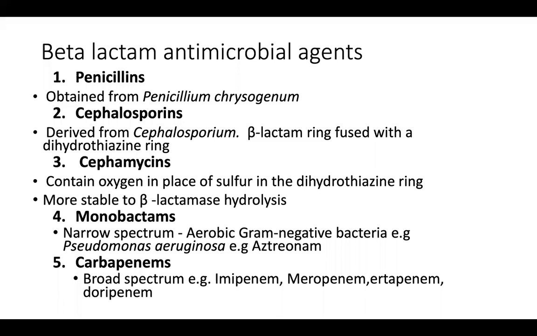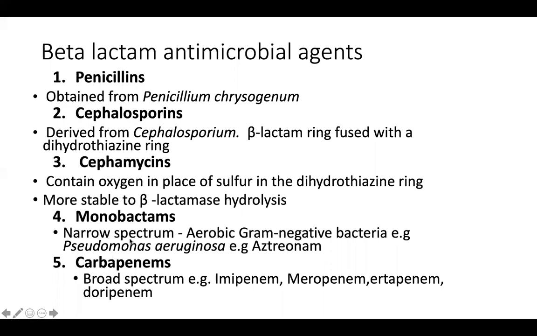So antimicrobial agents can either be broad spectrum or narrow spectrum. Broad spectrum antimicrobial agents are able to target a wide range of bacteria, while narrow spectrum antimicrobial agents, as the name suggests, have a narrow target. So the monobactams have a narrow spectrum. They target aerobic gram-negative bacteria. An example is the bacterium Pseudomonas aeruginosa, which you're going to cover. Very important because it shows high rates of antimicrobial resistance.